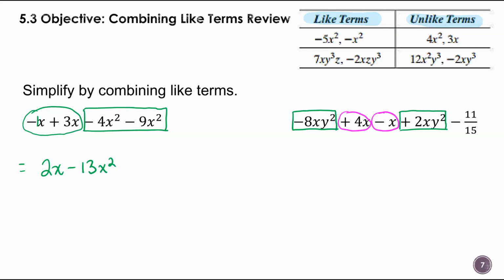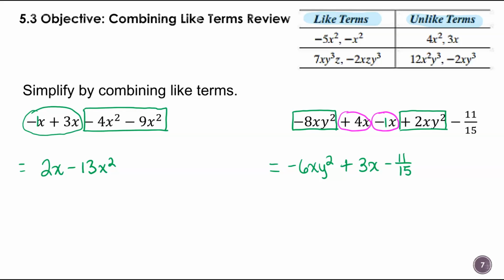All right, so let's write this answer. Negative 8 plus 2 is negative 6, so negative 6xy squared. And then on the x terms I have a 4 and a negative 1, so that's going to be 3x. And then of course we have our constant term that stays the same, and that's negative 11/15. Okay, and so we have that written.